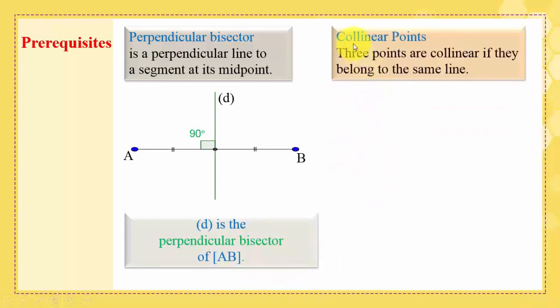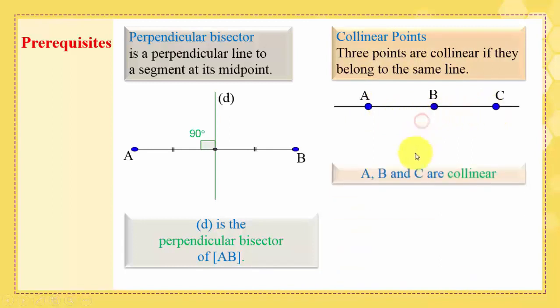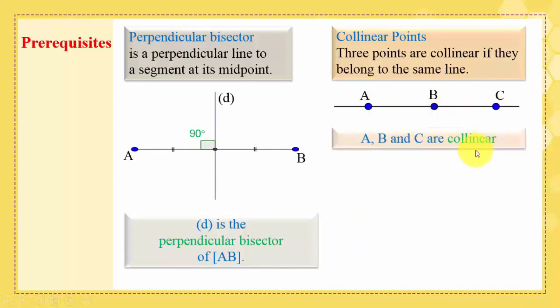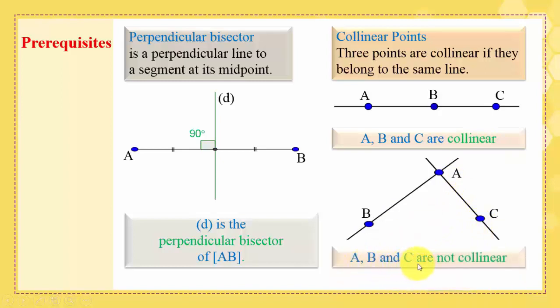Second information, collinear points. 3 points are collinear if they belong to the same line. Look for A, B, and C. They are on the same line, so A, B, and C are collinear. In the second figure, A, B, and C are not on the same line. Then A, B, and C are not collinear.